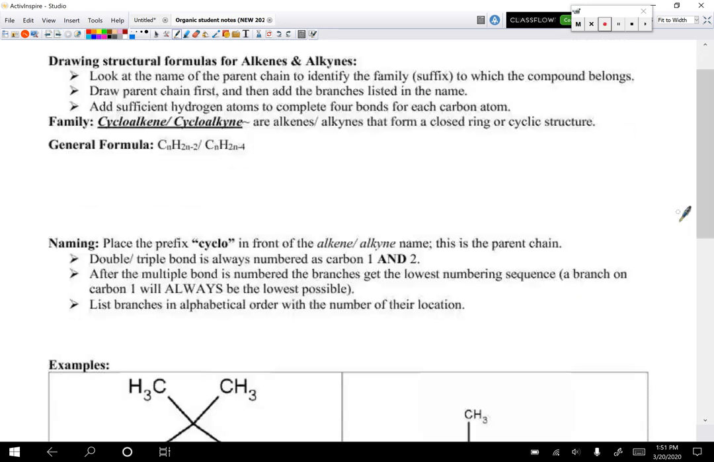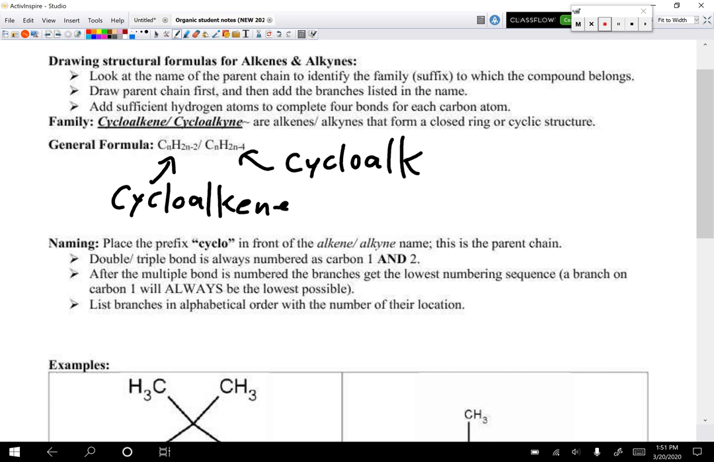Now for our cyclic formulas, this is going to be the formula for our cycloalkene, and this is our cycloalkyne formula. So just like I showed you before when implementing the formulas, remember n is the number of carbons when we put it in there, so these will go in just like before. So cycloalkene has the same formula as an alkyne, and cycloalkyne has their own formula.